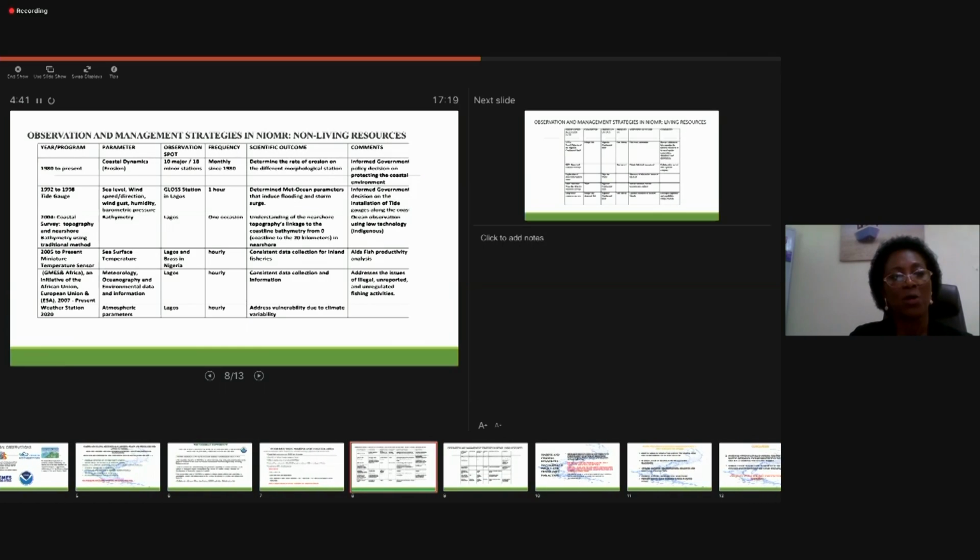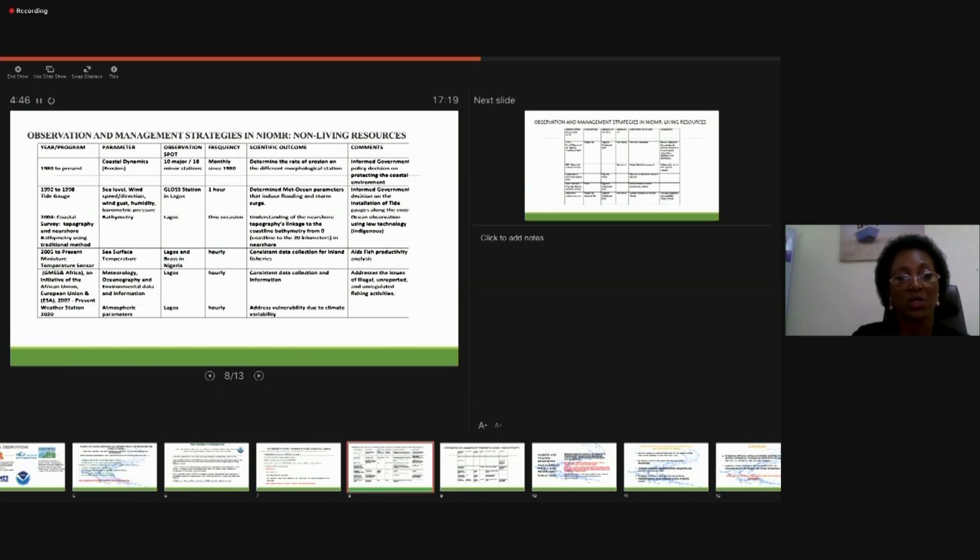Next, please. For observational and management strategies in Nigeria of the non-living resources, over the years, especially from the 1980s, we've carried out coastal dynamics survey, and it is still ongoing. We have 10 major stations with 18 minor stations. The observations are carried out on a monthly basis, and this is to determine the rates of erosion on the different morphological zones. This has informed the government on policies and decisions concerning the coastal environment.